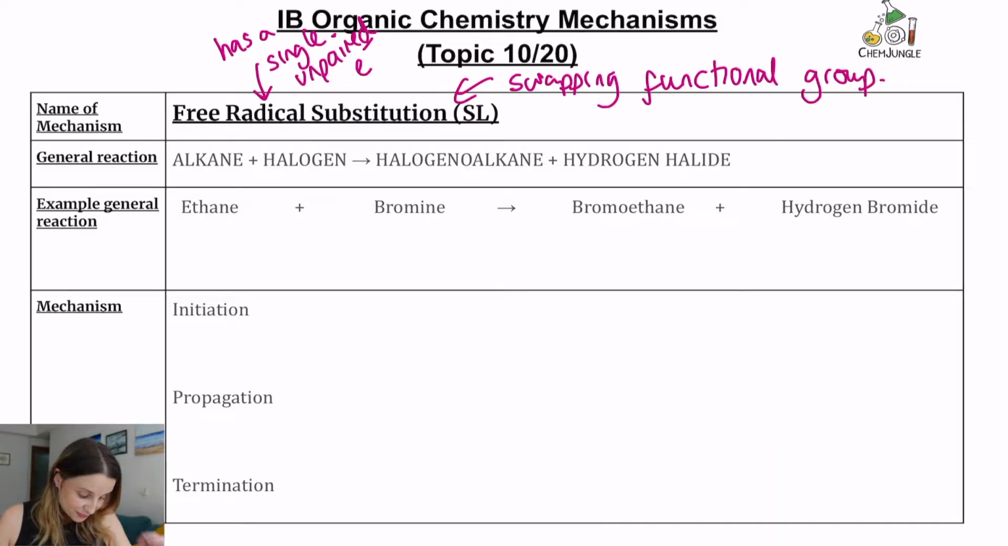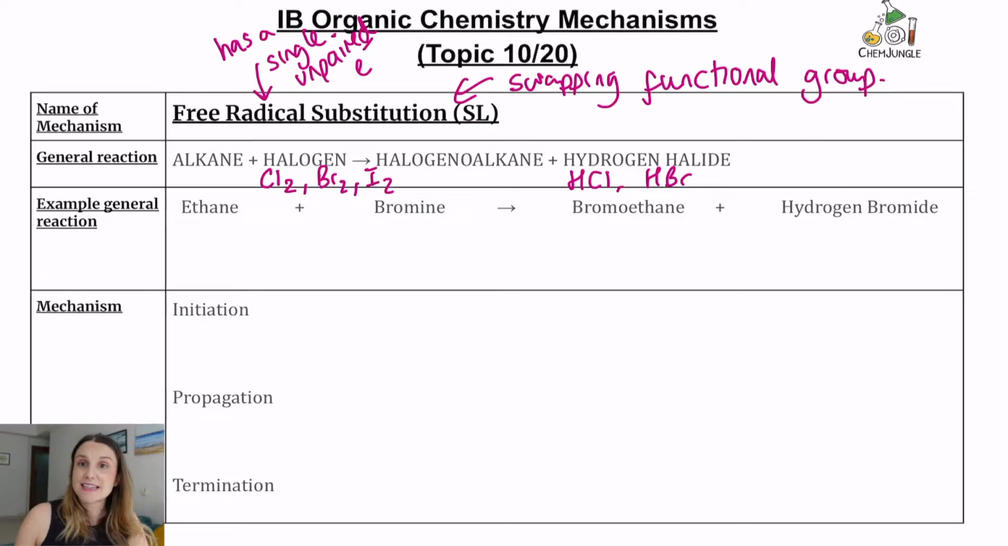In general, it happens when you've got an alkane reacting with a halogen. Halogens are diatomic molecules, so I mean like Cl2, Br2, I2. In general, it could be any of those halogens, and them becoming a halogenoalkane and a hydrogen halide. So this could be HCl or HBr, etc. So overall, that's the process that we're talking about.